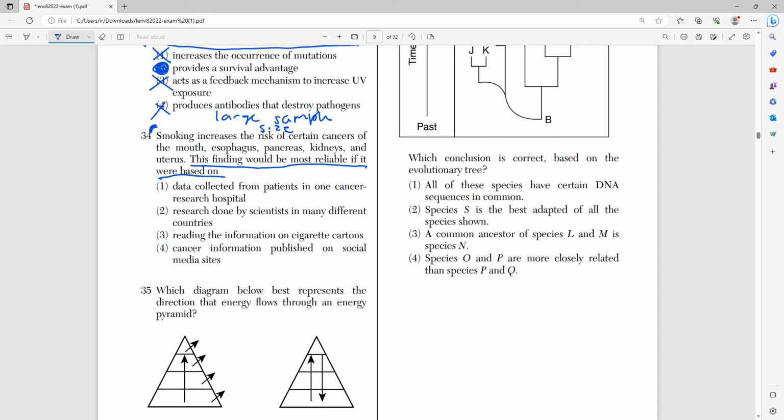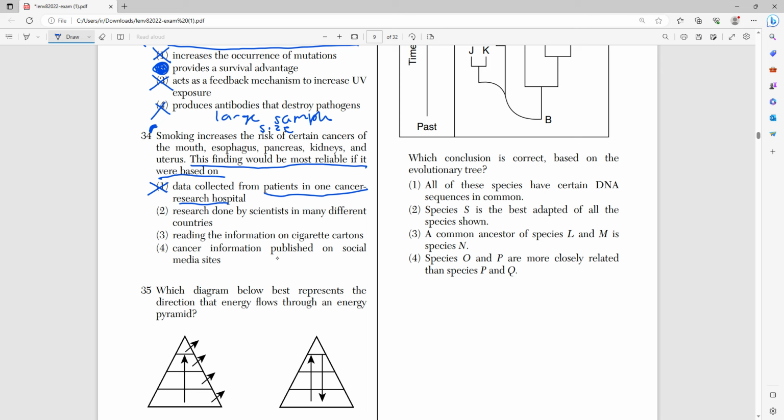The best way to look through this is just look through the answer choices. So number one says data collected from patients in one cancer research hospital. I would say that this is not very reliable because it's just one research hospital. It's a single place. Your sample is reduced to only one facility. Think about it. Maybe that facility only has like 5 patients with cancer, or maybe that facility is in a very heavily polluted area where cancer is a more common trait. If you're only getting your results from that one thing, from 5 people, your sample size is small, it's limited, and it can be affected by just regular circumstances, right?